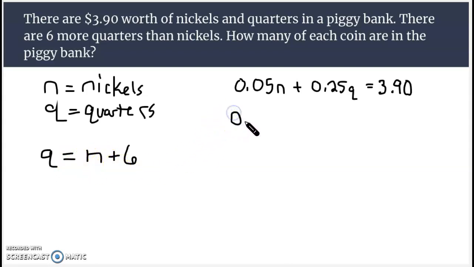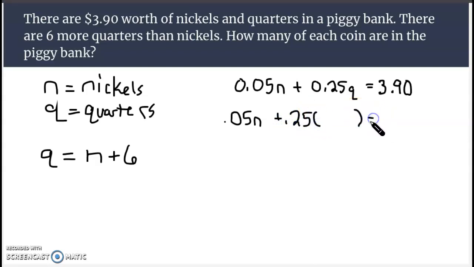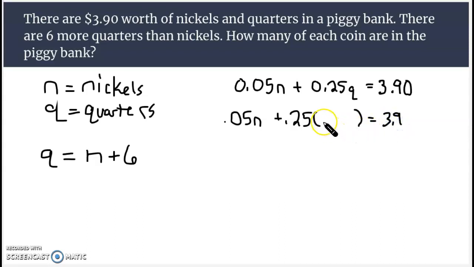Let's rewrite our equation here. Simplify it down a little bit. 0.05 N plus 0.25 Q, but I'm not going to write Q this time. Instead of saying 3.90, I'm just going to say 3.9. I'm going to use the expression N plus 6, because I know there are 6 more quarters than nickels. The N plus 6 expression represents my Q quarters.